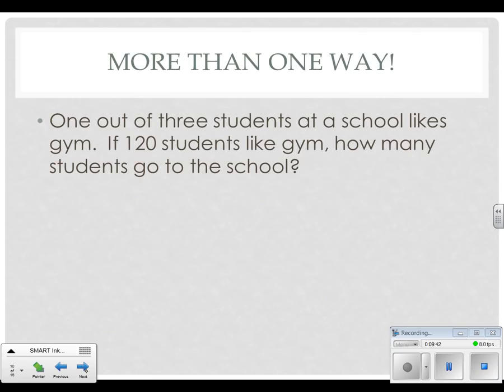There's more than one way really to represent algebra. We saw the visual representation of the balance. Now in this problem I want to show you how without a balance you can look at things more than one way. It says 1 out of 3 students at school likes gym.